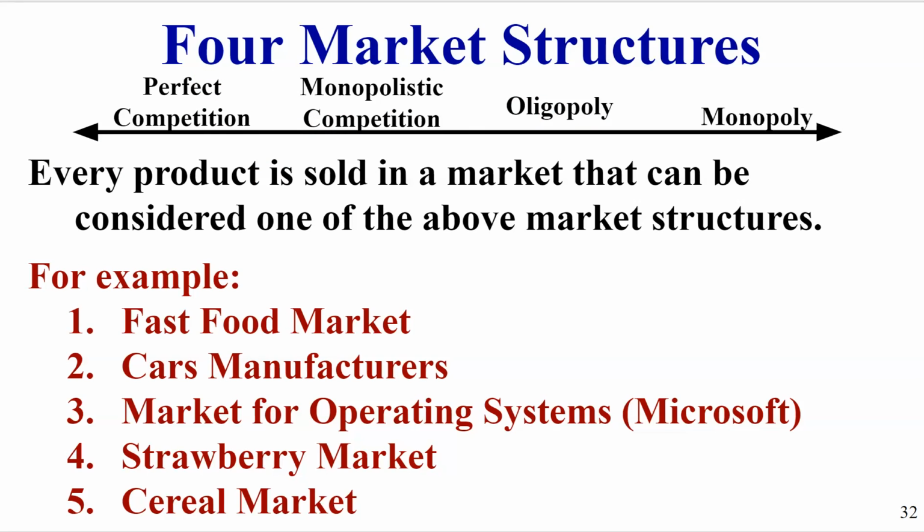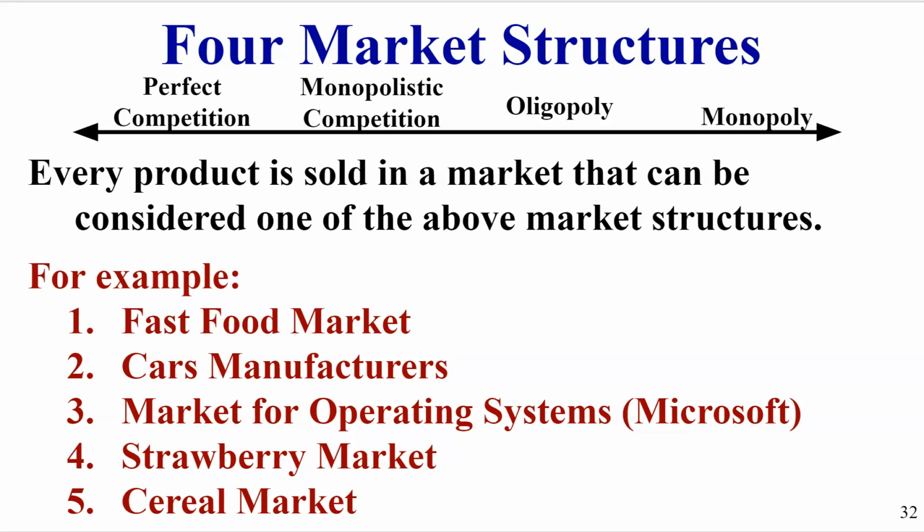Okay, so looking at this, every product is bought and sold in a market that is considered in one of these 4 categories. You've got perfect competition. That's where we've been the entire semester. Monopolistic competition, we'll cover that in Chapter 16. We've got oligopoly, which we'll cover in Chapter 15, and then monopoly, which we'll cover in Chapter 14.